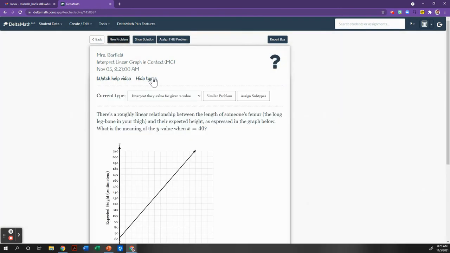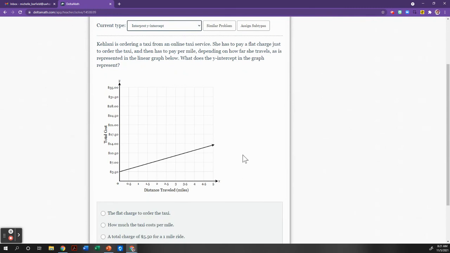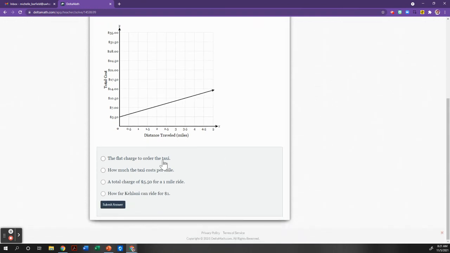We'll do one more, and I think you'll have the idea of what you're going to be doing in your assignment today. Kaylani is ordering a taxi from an online taxi service. She has to pay a flat charge just to order the taxi, and then has to pay per mile depending on how far she travels, as is represented in the linear graph below. What does the y-intercept, the initial value in the graph, represent? So $3.50 right here at 0. It says the flat charge to order the taxi. That's a good candidate.